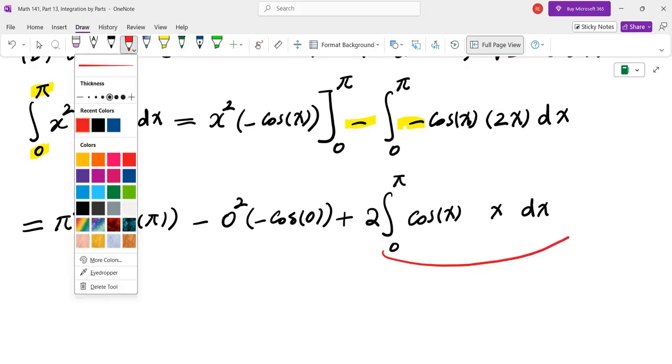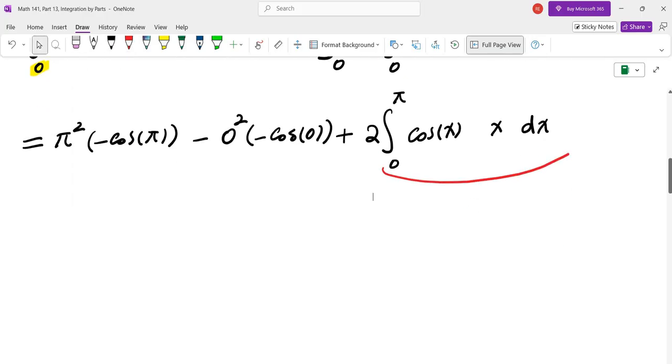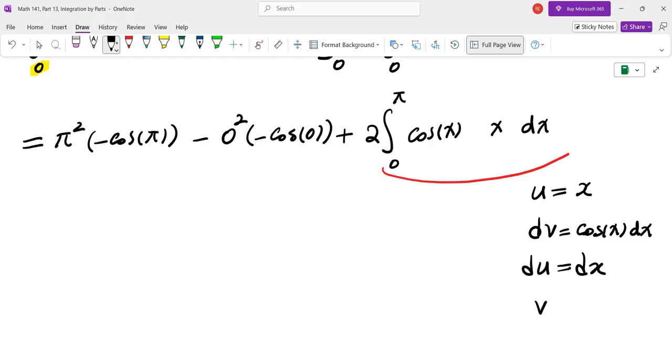So how do we evaluate this integral? We can do something similar. Again, if you differentiate x, you can make things simpler. So let's take u equals x, dv equals cosine of x dx. That tells us du equals dx and v equals sine of x.